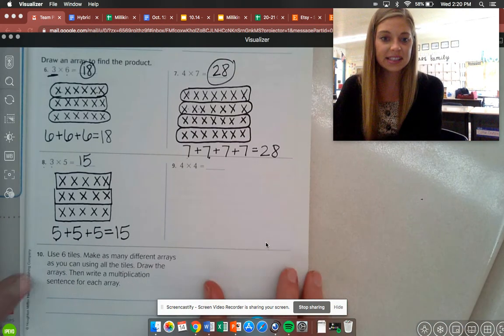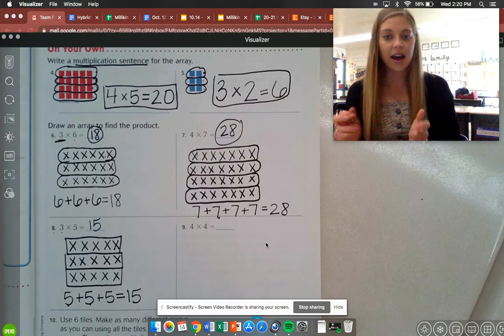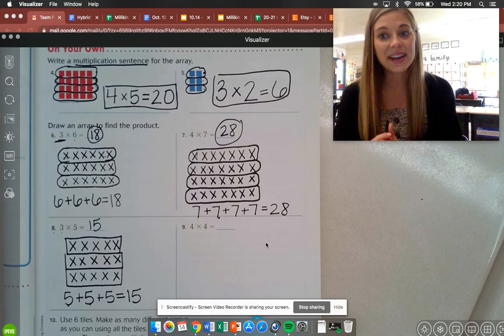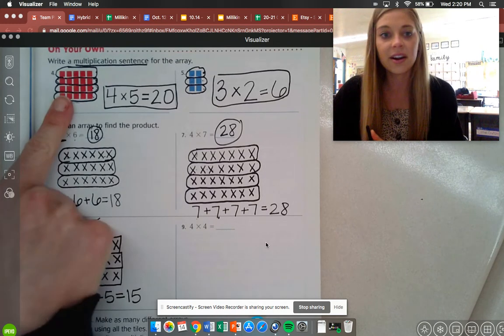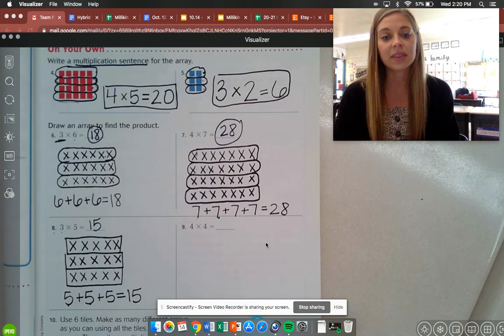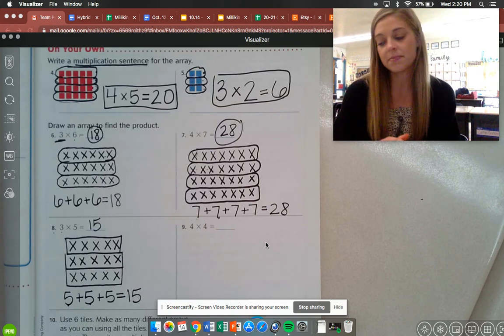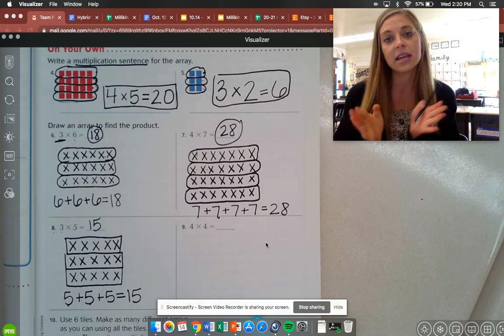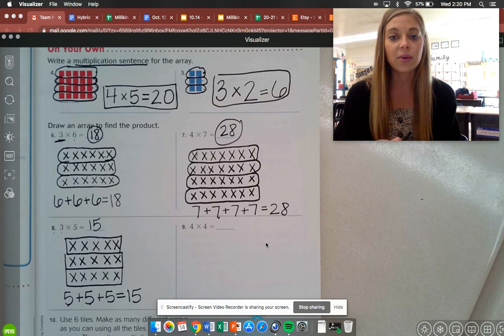Okay, so that is it for our lesson today. Like I said, we worked on arrays today. Now arrays up here are in tile form, but down here I made them in X's. Now you might not want to draw circles around your arrays, but I like to, so it helps me keep my rows nice and straight and organized.